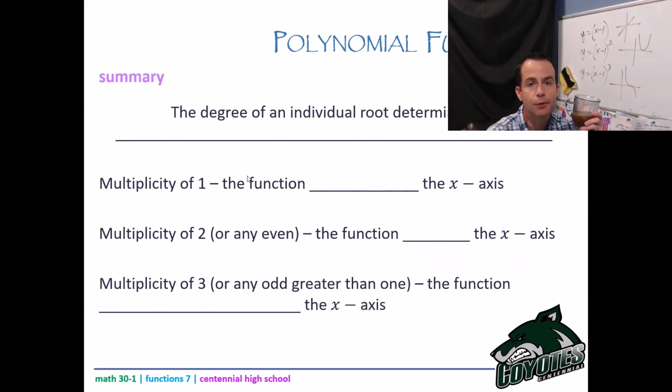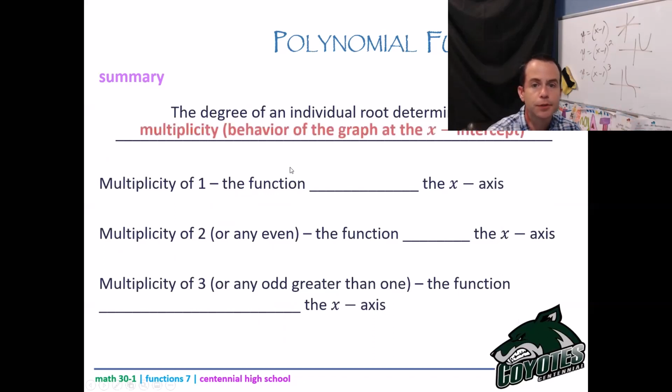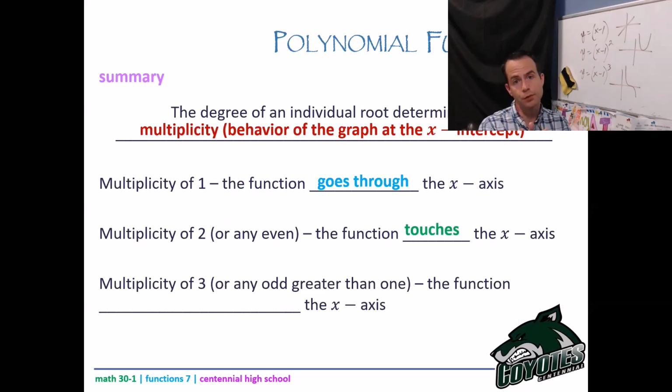All right, so now we're going to summarize everything we've just learned. The degree of an individual root determines the multiplicity or behavior of the graph at the x-intercept. A multiplicity of 1 will go right through the axis. Multiplicity of 2 will touch, that's called the point of tangency, by the way, when we touch once and only once. So sometimes you'll hear it said the graph is tangent to the x-axis at that point. And then a multiplicity of 3 will inflect, okay?